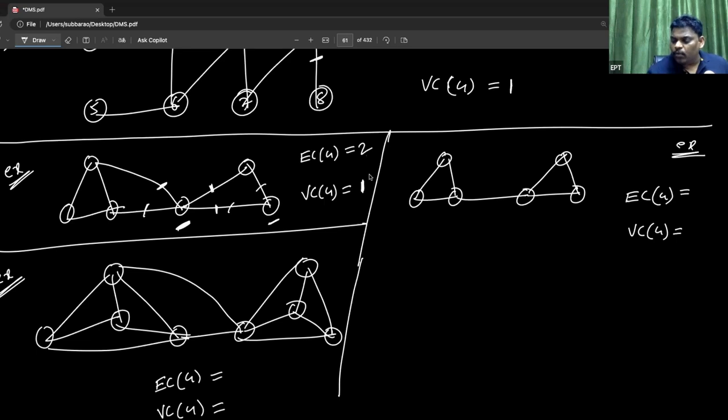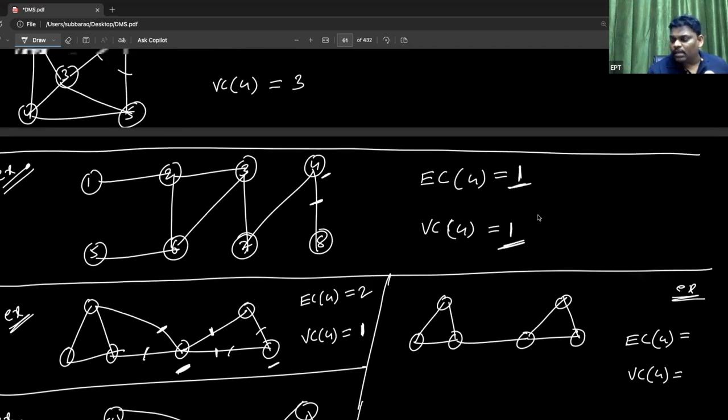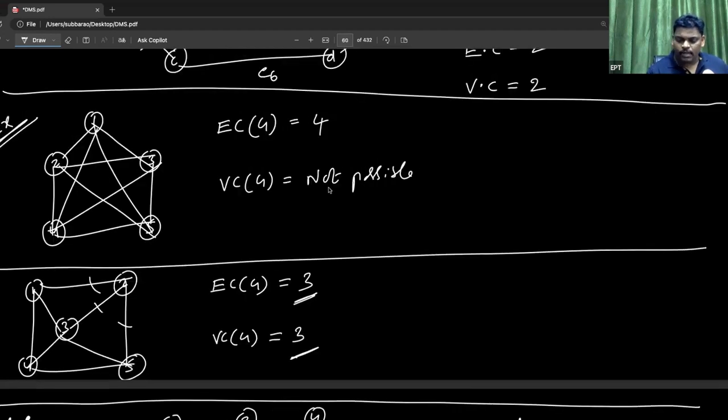Either both will be equal. If you want, you can see the previous problem. Either both will be equal, or vertex connectivity number will be less. Either both will be equal or vertex connectivity number is less. Can you see? I think here it may not be possible.